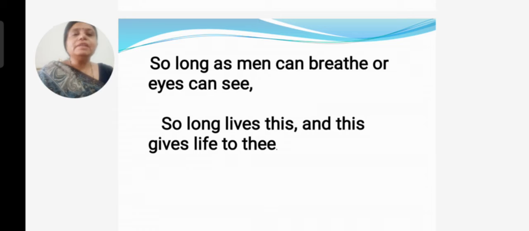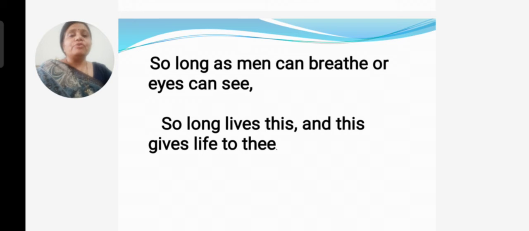Now, in the couplet, he says, so long as men can breathe or eyes can see, so long lives this, and this gives life to thee. Here there are two wishes. First of all, he wishes that his poems will live forever. And secondly, he wishes that in his poetry, the beauty of the fair youth will be eternalized, will be made permanent. So he wishes, so long as men can breathe or eyes can see.